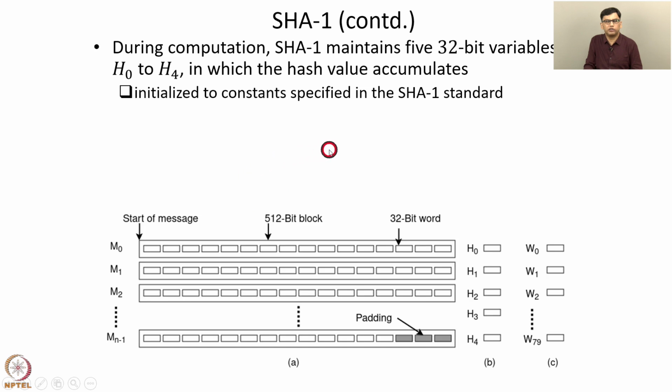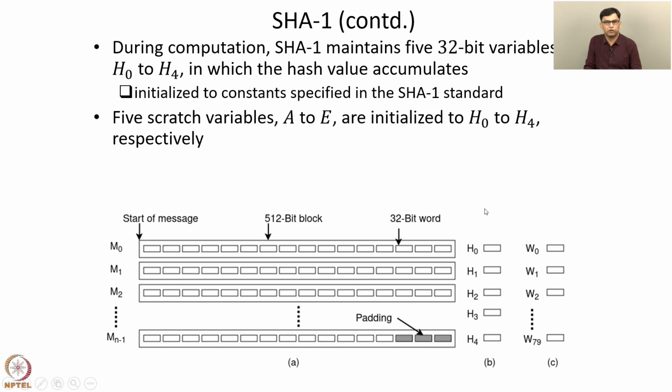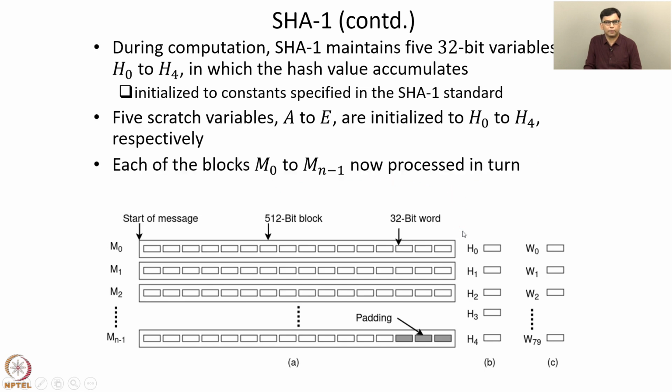These are initialized to some constants that are specified in the SHA-1 standard. We do not specify these constants. You can look them up in the standard description. 5 scratch variables or rough variables A to E are initialized to H0 to H4 respectively. Each of the blocks M0 to Mn-1 are now processed in turn. So we take the ith chunk, that is Mi, and then process it in the way that we'll describe, and then we take the next chunk Mi+1 and so on and so forth. So we take each of these blocks and process it in turn.